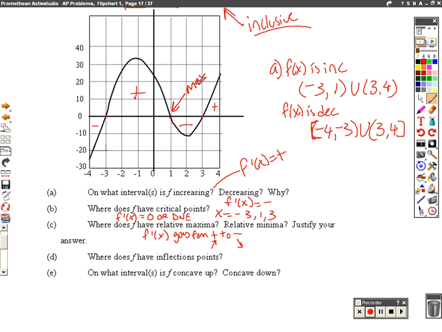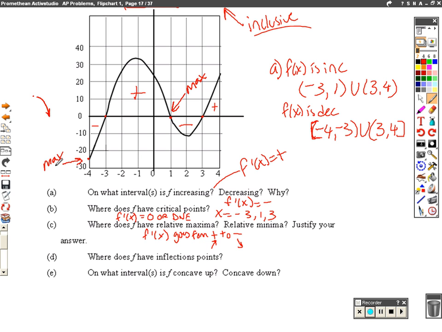However, once again, we have to include our endpoints. So if I have a left endpoint on my graph, so I draw a point and I have a negative derivative directly to the right of it, this means that the graph is decreasing. So I draw a point, I have a negative derivative, which means I'm decreasing. So therefore that makes this point a maximum as well.